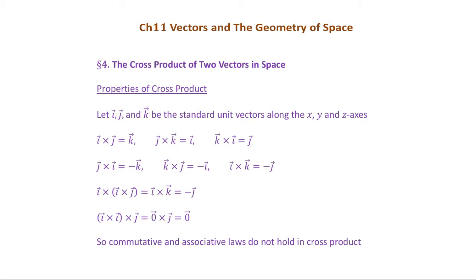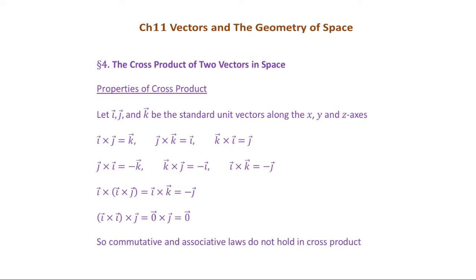And k cross j equals negative i, i cross k equals negative j. Okay, so how about the cross product of three vectors, doing it twice, like i cross j cross j. In here, we do i cross j first, then you get k. So then it becomes k cross j, which is negative i. And if you do j cross j first, you get the zero vector because they are parallel, right? So i cross 0, you get 0. So you get different things if you change the order of multiplication.